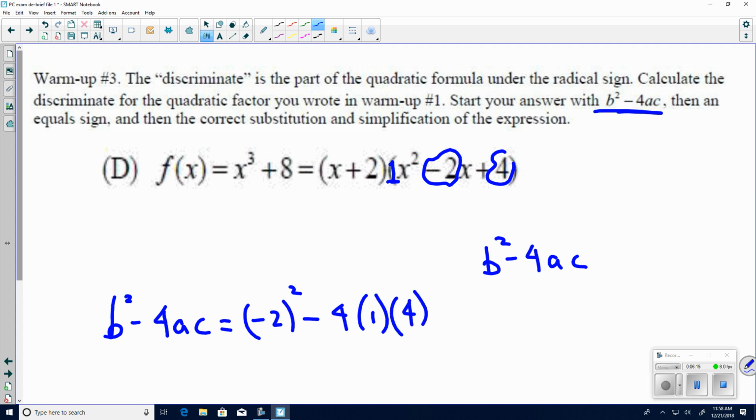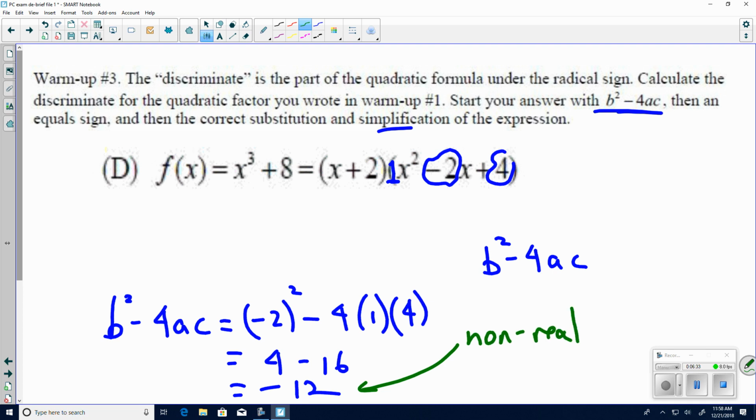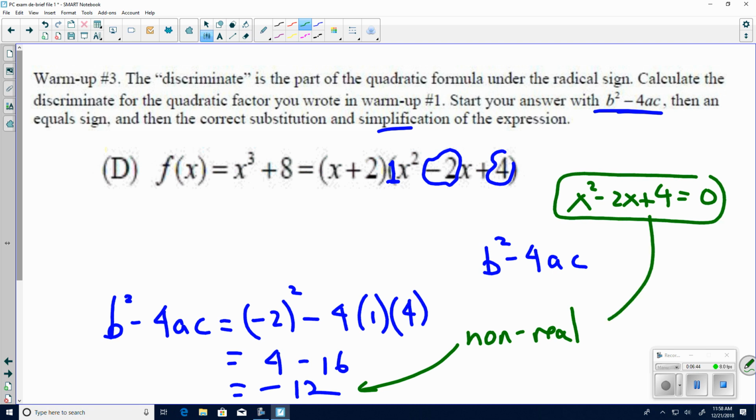Once you do that, it says simplify, so not too hard. This is 4 minus 16, which is -12. And just as an aside, because the discriminant is negative, that tells us we have non-real solutions if we were to try to solve this equation, x squared minus 2x plus 4 is equal to 0. If that's the equation we're trying to solve, then we would in fact have non-real solutions because the discriminant is negative.